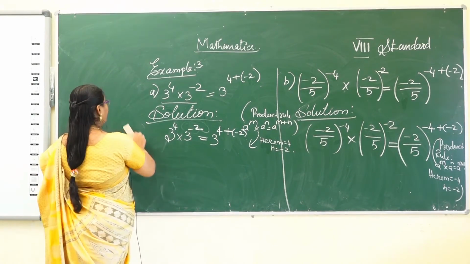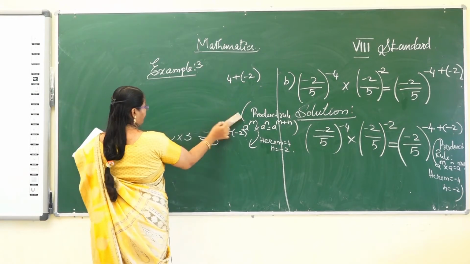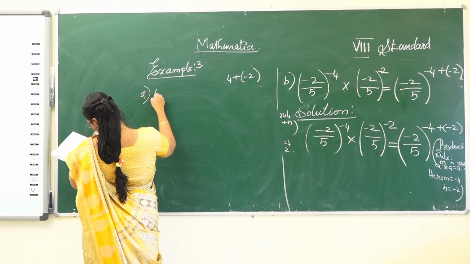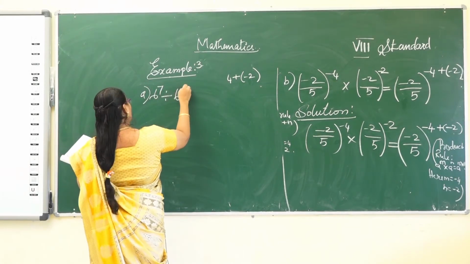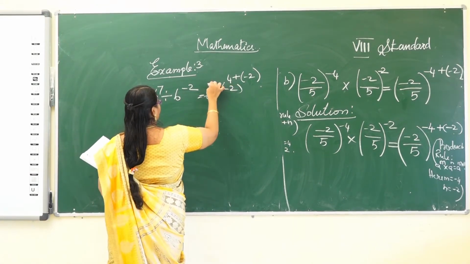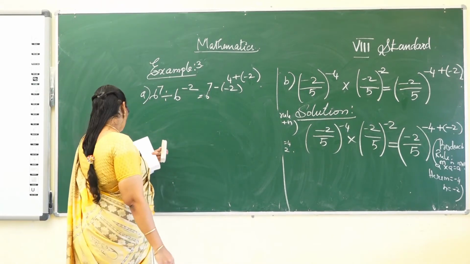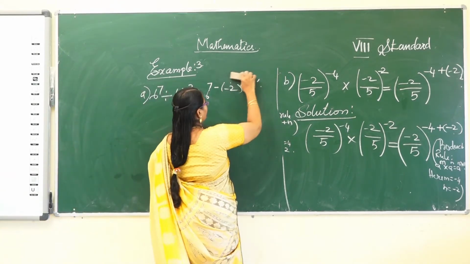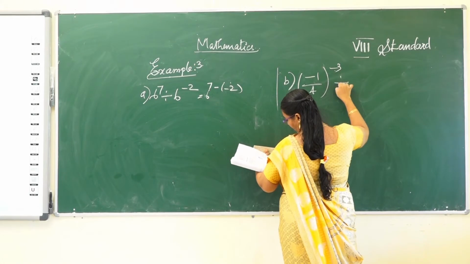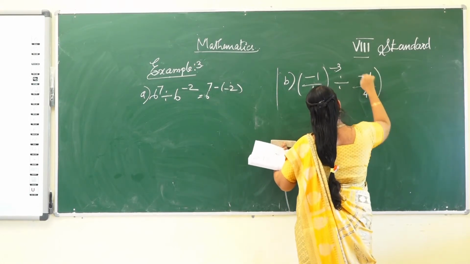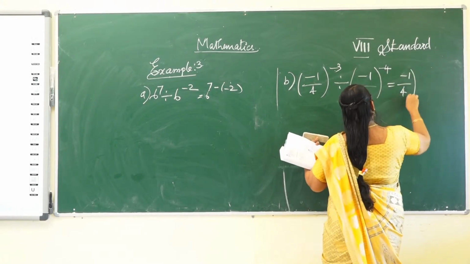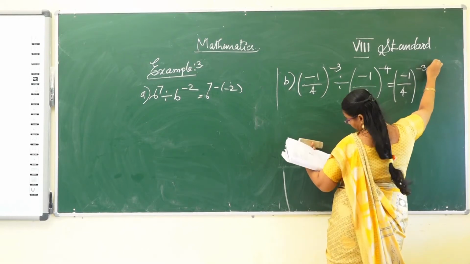Verify the following. First one: 6^7 divided by 6^-2 is equal to 6^(7-(-2)). And B: (-1/4)^-3 divided by (-1/4)^-4 is equal to (-1/4)^(-3+4).